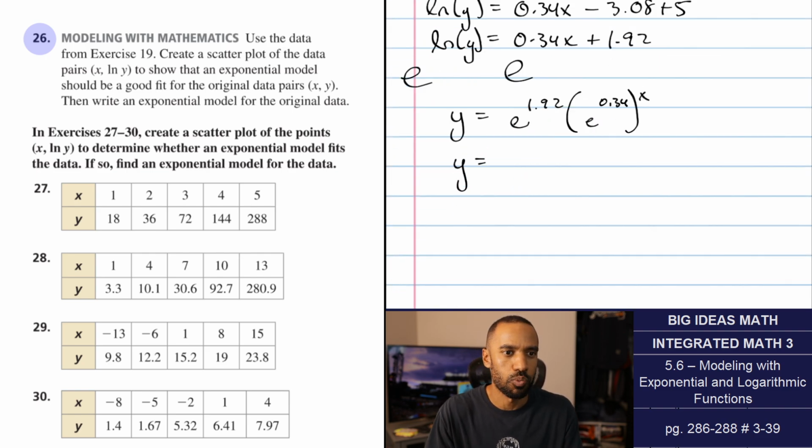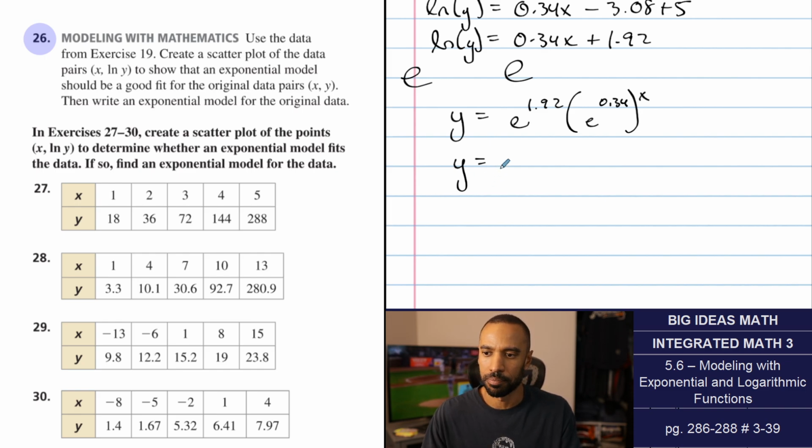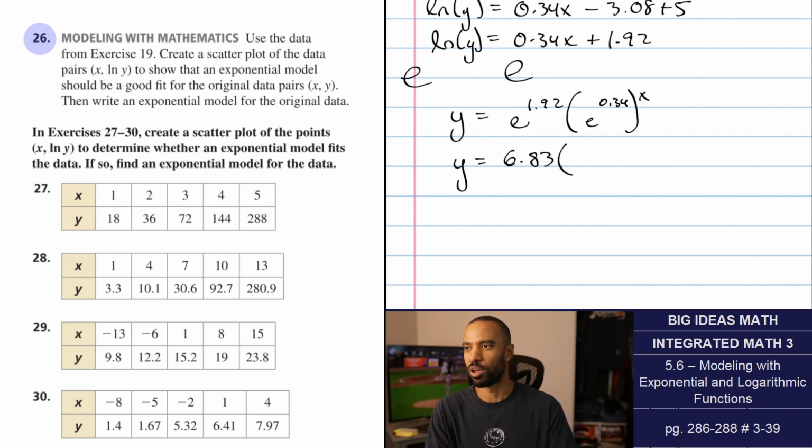So e to this 1.92, and again, I have an exact answer here still, e raised to that number, I'm getting around 6.83. So not quite the same. 6.83 times, and then e to the 0.34. Was that 13 over 38? It was. So e to the 13 over 38 power. And I'm getting 1.41.